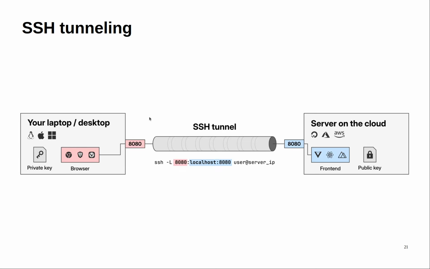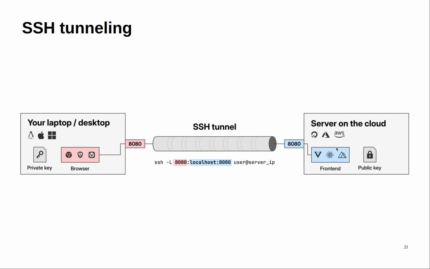We have our laptop sitting here. It can be running maybe Linux, Mac, or Windows, it doesn't matter. We have the SSH key pairs that we created. Here we have the private key, and we will be accessing the website through a browser. And here on the other side, we have the server. It can be running on DigitalOcean, Azure, GCP, AWS, doesn't matter.